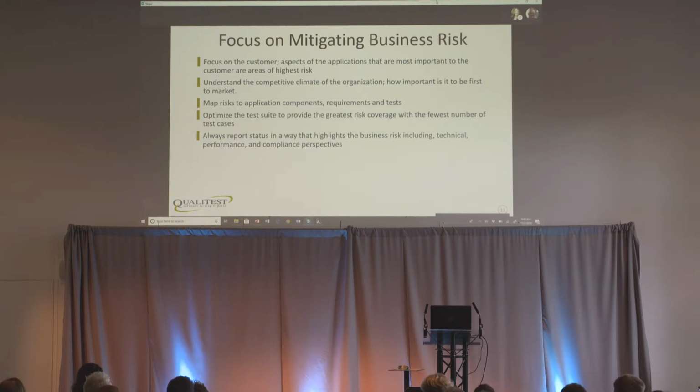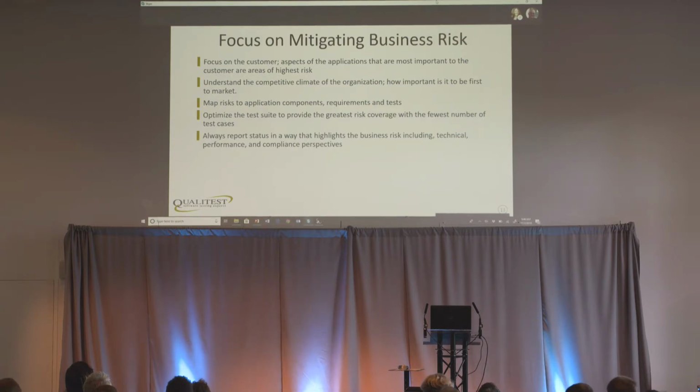Status reporting can be difficult because we want to use it to tell a story. We want it to explain the business risk. And that's not necessarily the current measures that we use: the number of defects that slipped into UAT, the number of test cases passed.